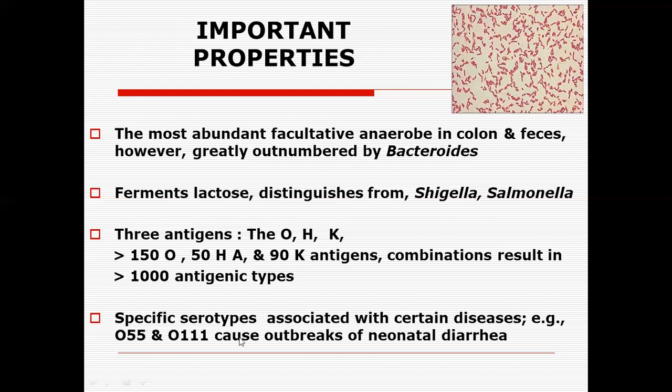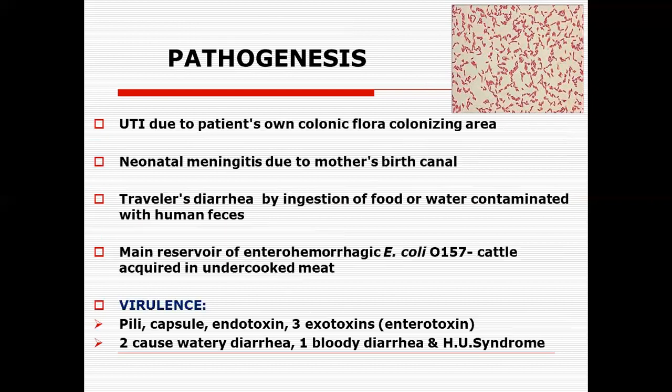Now, the specific serotypes associated with specific diseases in humans are O55 and O111. These 2 strains have caused outbreaks of nosocomial neonatal diarrhea. We have other strains responsible for traveler's diarrhea, which we will discuss. But O55 and O111 have caused the outbreaks of neonatal diarrhea. So you never know which of these more than 1,000 antigenic subtypes of Escherichia coli will become virulent at which time, and cause an epidemic or an outbreak.